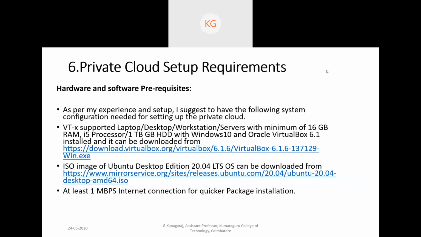In my case, I'm using 16 GB of RAM, an i5 processor, and a 1 TB hard disk, and I'm running the Windows 10 operating system. On it, I have the VirtualBox hypervisor installed. You can download the recent version of VirtualBox from the URL provided, and you can download your Ubuntu ISO image. I just tried the recent version 20.04 LTS, but I had some configuration error, so I configured it in Ubuntu 18.04 LTS.